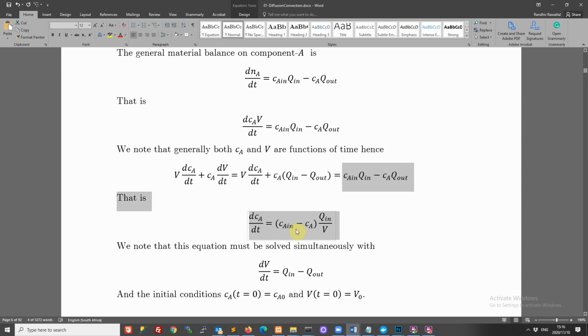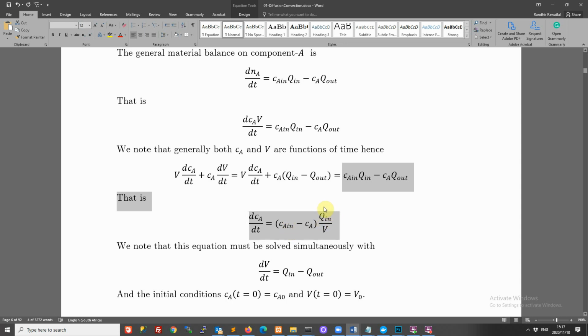And please note here that Ca is the variable of this equation. So that's fine. We know we are solving for Ca as we are integrating this equation. Then Ca in is a constant, so we are treating the inlet concentration of component A as a fixed number.